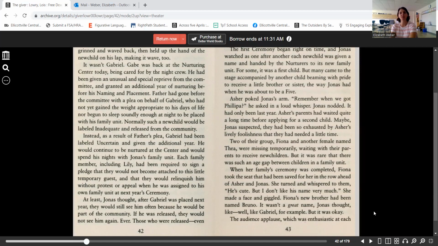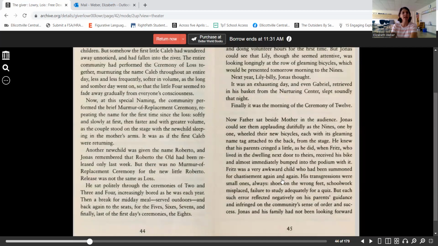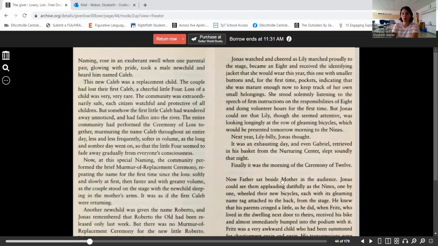The audience applause, which was enthusiastic at each naming, rose in an exuberant swell when one parental pair, glowing with pride, took a male new child and heard him named Caleb.